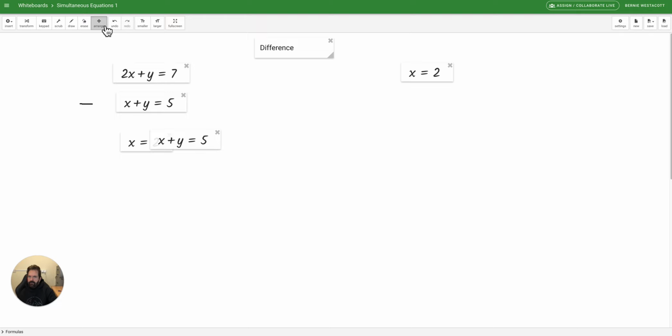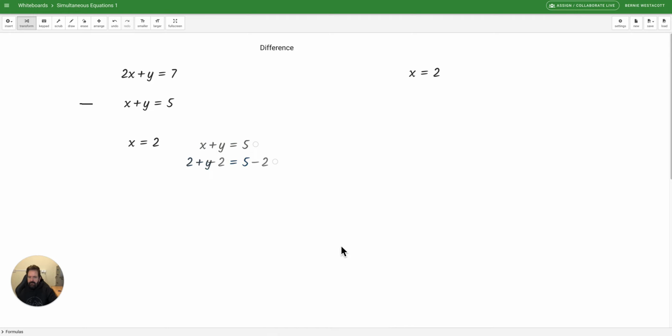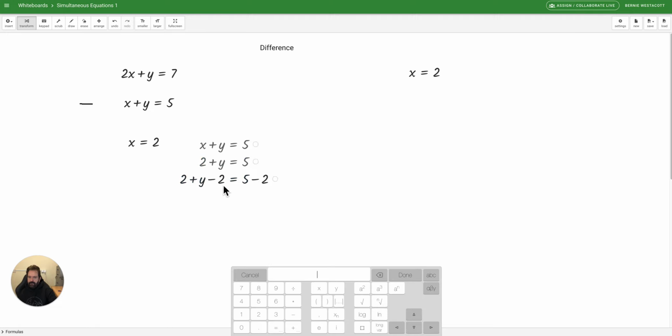Didn't quite move where I wanted it. There we go. And I now know that x is 2. So in here, in place of x, I'm going to replace it with 2 by dragging the x and putting it on top of there. Now in order to find y, I'm going to do something to both sides. So I click on the equals there, and I'm going to subtract 2 from both sides of the equation, because I've spotted a 0 pair there, and that leaves me with y equals 3.